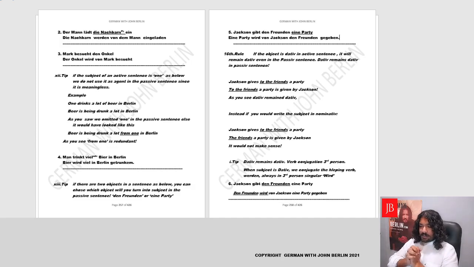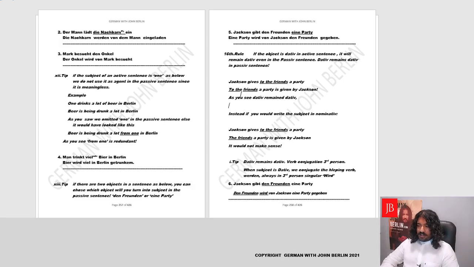Super duper. Now, as I mentioned, you could also pick up the other object, that's den Freunden, the indirect object, and try to make a passive with that. So let's do it in English first. Jackson gives to the friends a party. So you'll say to the friends the party is given by Jackson. Yes. So you need to emphasize to the friends.